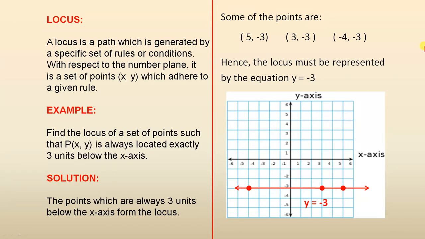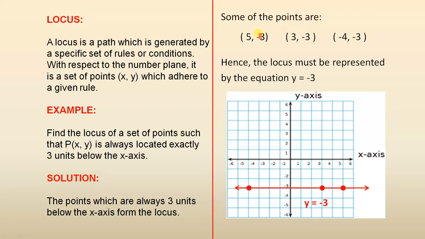Find the locus of a set of points such that P, which represents all the points (x, y), is always located exactly 3 units below the x-axis. Solution. The points which are always 3 units below the x-axis form the locus.